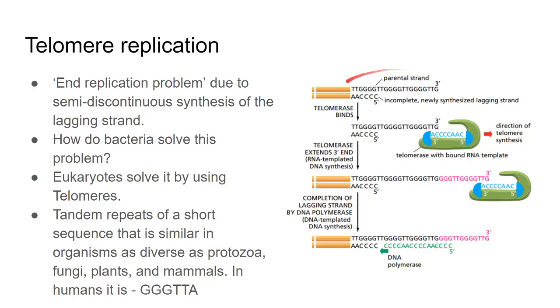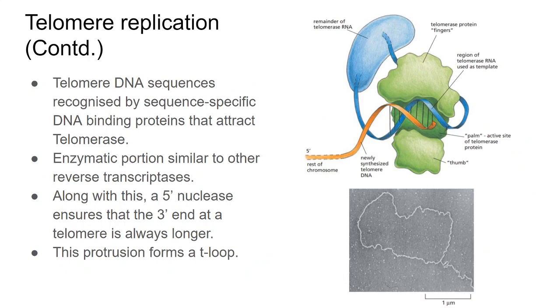So this is the telomere. And if this starts getting shortened little by little, each cell division, it does not matter. But once your actual genes start getting shortened, it can lead to a lot of problems. So GGGTTA is the sequence of telomeres in humans.